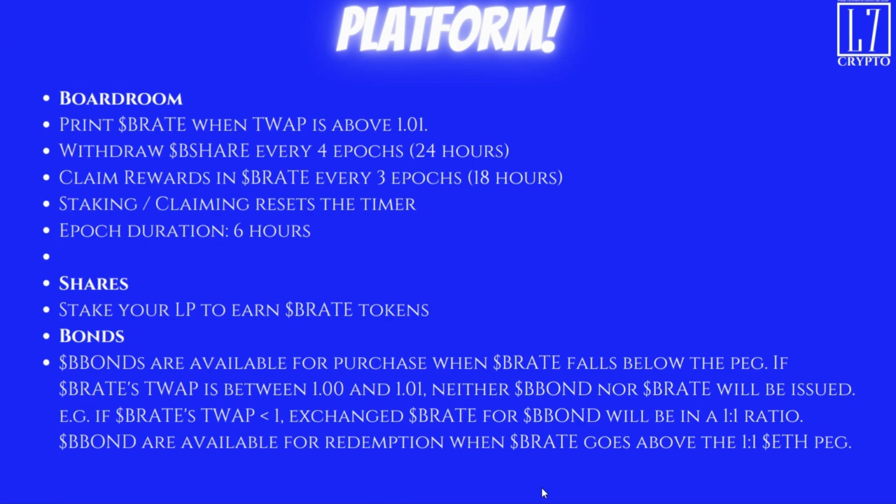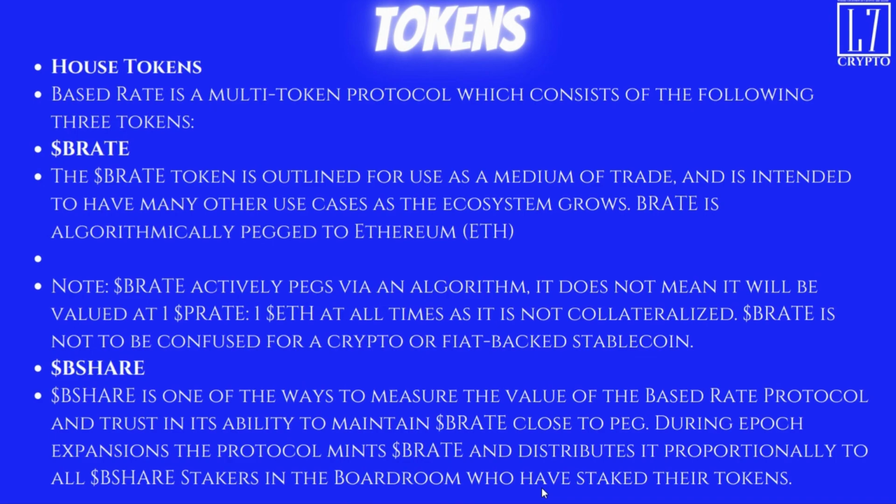Let's continue on. The tokens that are used for Base Rate: you have the three tokens. Base Rate is a multi-token protocol, which consists of the following three tokens. You have the B rate. The B rate token is outlined for use as a medium of trade. It's intended to have many other use cases as the ecosystem grows.